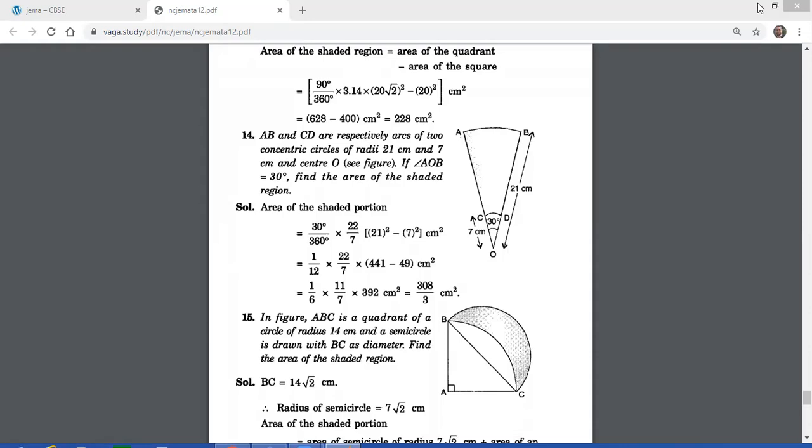We can cancel this 7 and 392, 7 fives are 35 and 6. And this will become 28 by 3. So that's why we get 308 by 3.